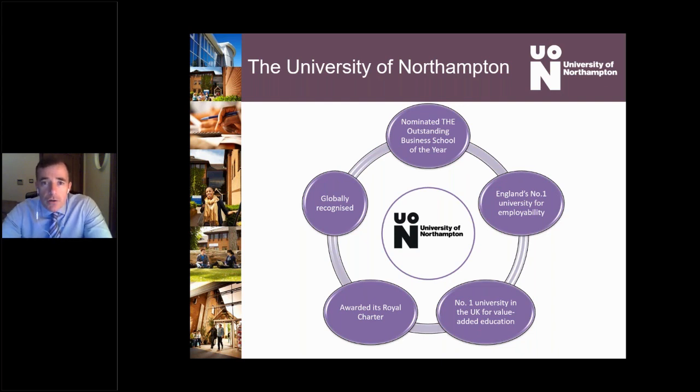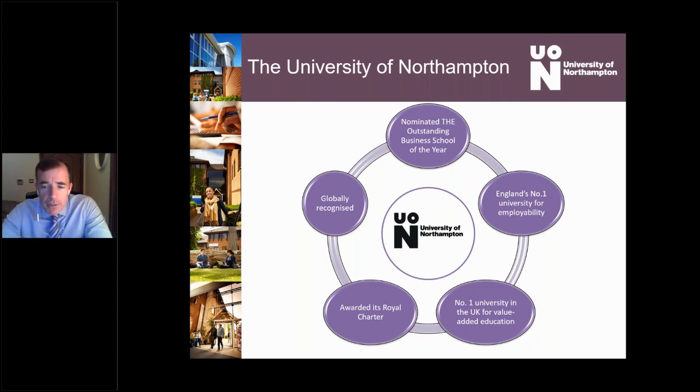Some highlights of the university, and I've just picked a few here in my bubbles. Firstly, it's recently been nominated the Times Higher Education Outstanding Business School of the Year. They nominate 6 business schools, and bear in mind there are more than 120 of them in the UK. It was nominated 3 years in a row recently. It's also been England's #1 university for employability. That's a measure of how many graduates either go into further study or get jobs, and that percentage has quite recently been the #1 of all universities. I think that's because the University of Northampton is a very practically, business-focused university, which makes its graduates attractive in the marketplace.